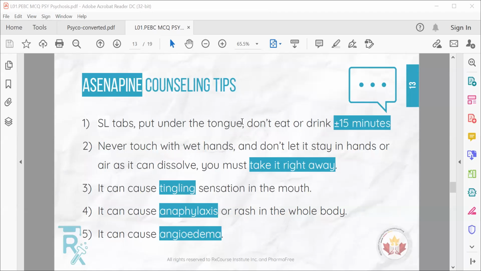Usually the patient will tell you that it tastes very bad, especially because it dissolves in his mouth under the tongue. So it tastes bad, honestly, and gives this tingling sensation. It can cause anaphylaxis or rash in the whole body, but this is uncommon. It might happen, but it's rare, but it's there. And also it might cause angioedema.